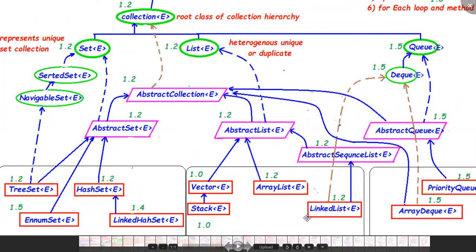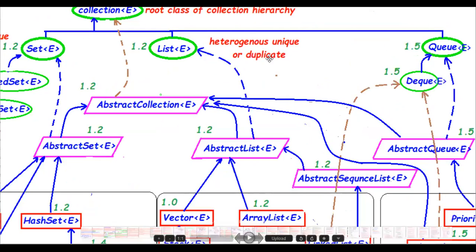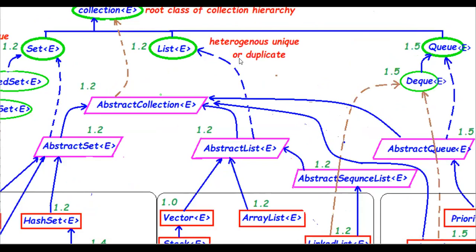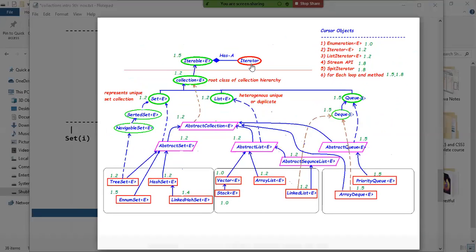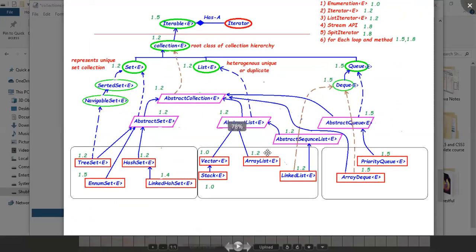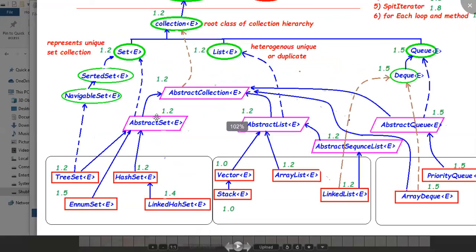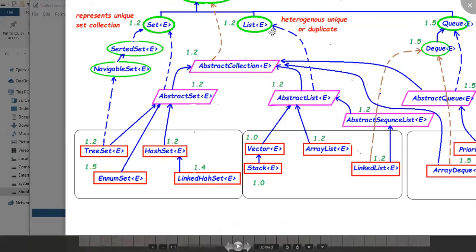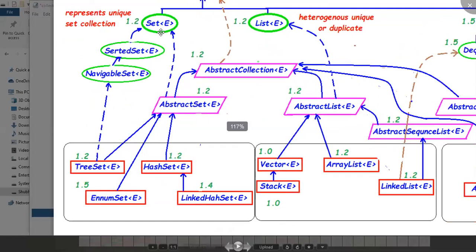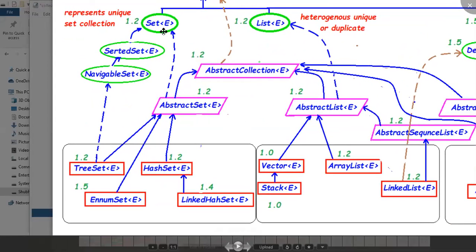So I'm just describing the basic hierarchy today, and from tomorrow onwards I'm going to show you each of the implementing classes in detail. So we are done with the list implementing classes hierarchy. Then we are coming to the set interface implementing hierarchy.